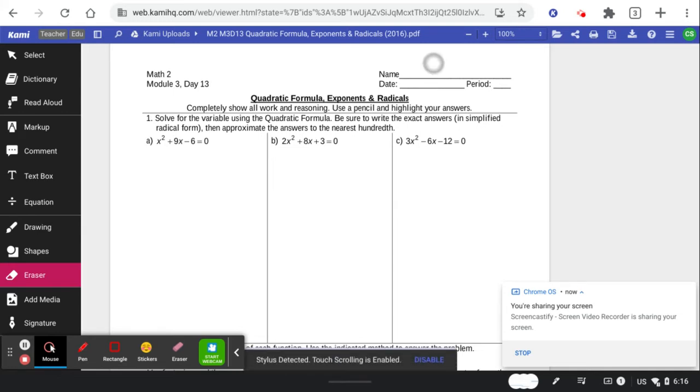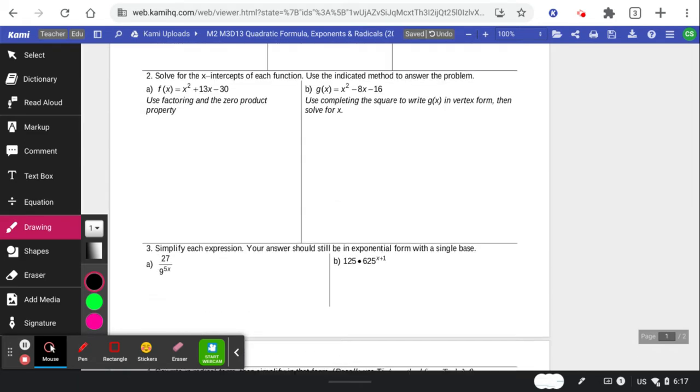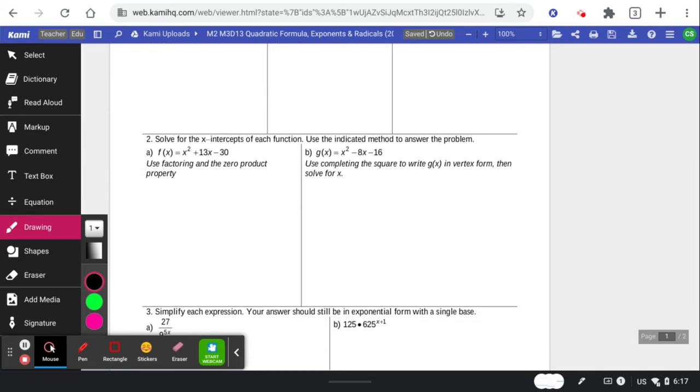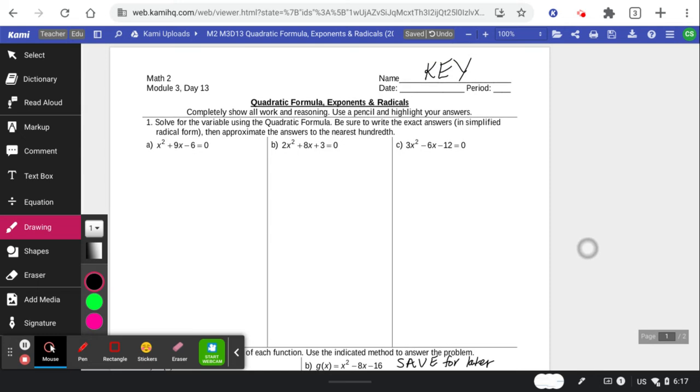All right, we're doing the front of this homework for one night, and then we're going to do the back of this homework for the second night. But I want you to save this number 2b for later so I can go over that, okay? So let's take a quick peek at these ones at the top.